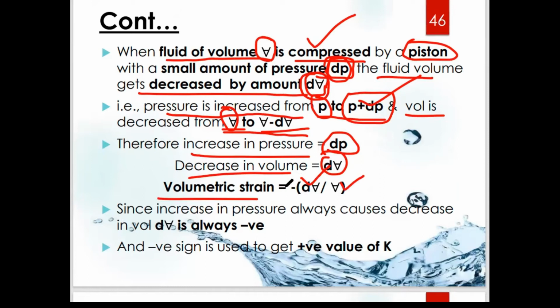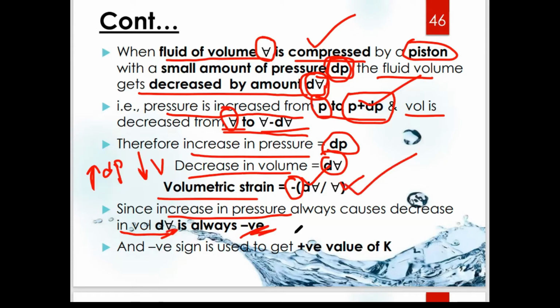Why have we considered this negative sign? Because an increase in pressure always causes a decrease in volume. As pressure is increased, the volume is decreasing. So we consider a negative sign in the volumetric strain. That negative sign indicates a decrease in volume, and it is used so that we get a positive value of the bulk modulus K.